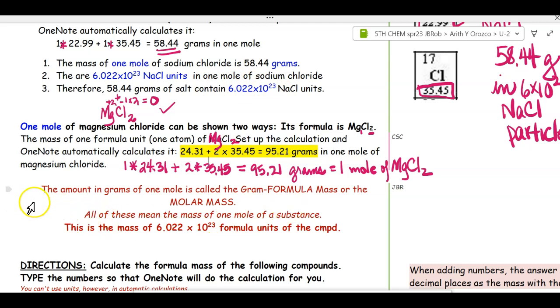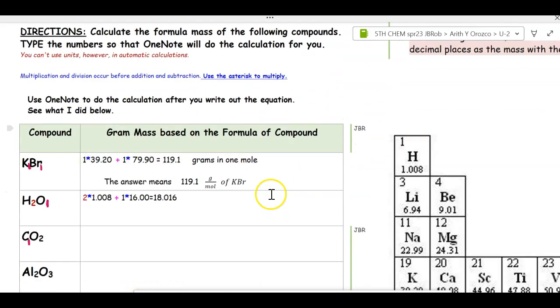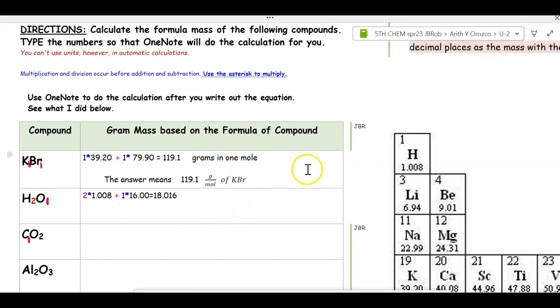All right, so in summary, the amount of grams of 1 mole is called the gram formula mass because it's the mass of the formula MgCl2. But it's also called the molar mass because it's the mass of 1 mole, isn't it? All of these mean the mass of 1 mole of a substance. And in that, there's 6 times 10 to the 23rd formula units. That is, the formula is MgCl2. So there's 6 times 10 to the 23rd of those little MgCl2 units in the mass of 95 grams. All right, so that's what you were doing down here when you were calculating this.